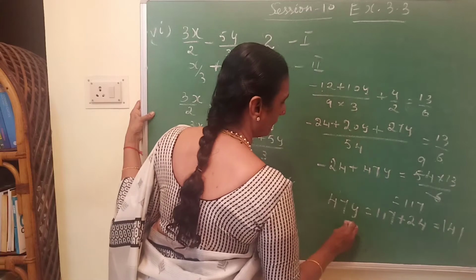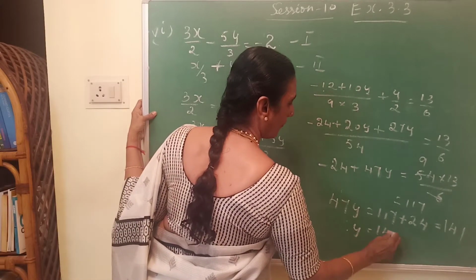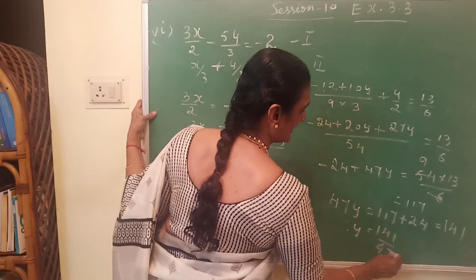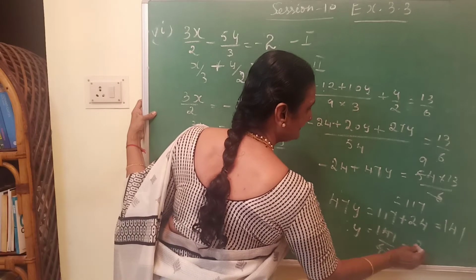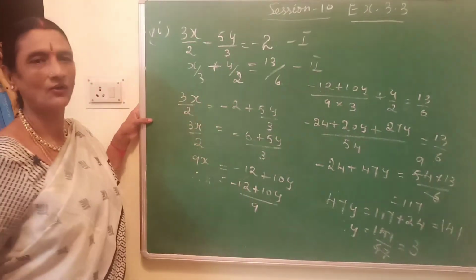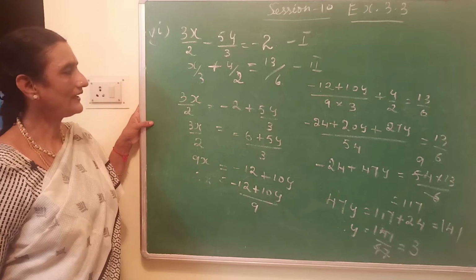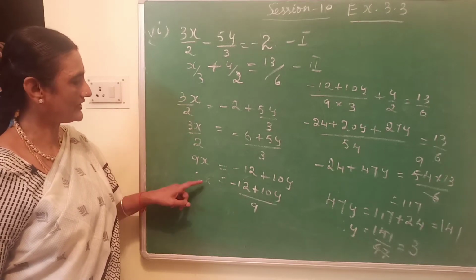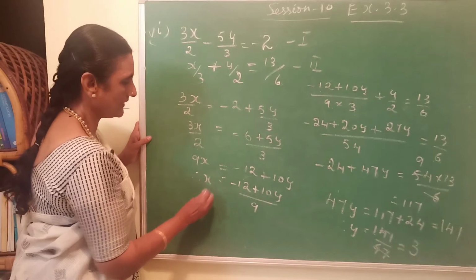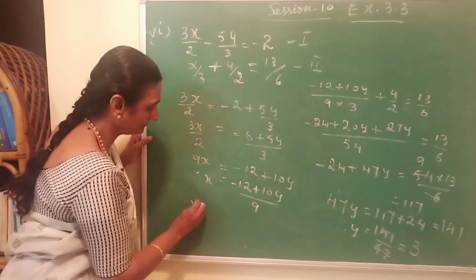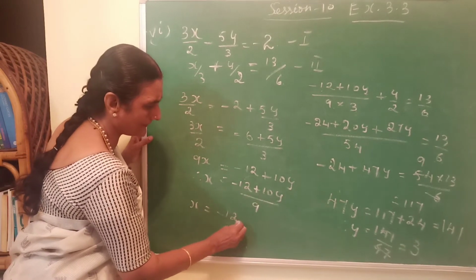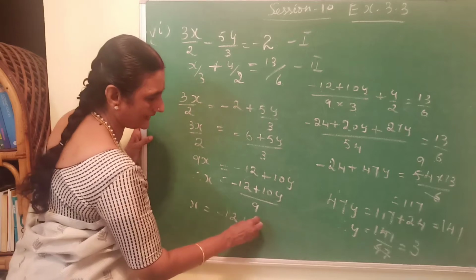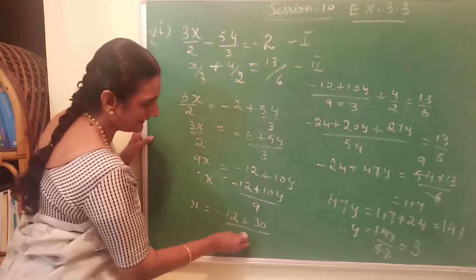141. Therefore y is equal to 141 by 47, giving you the answer 3. So we have got y as 3. Okay, now we have to substitute in the equation. X is equal to what? X is equal to minus 12 plus y is 3, 30 by 9.